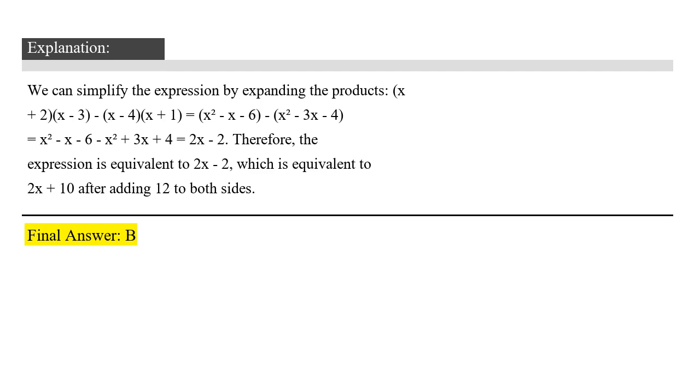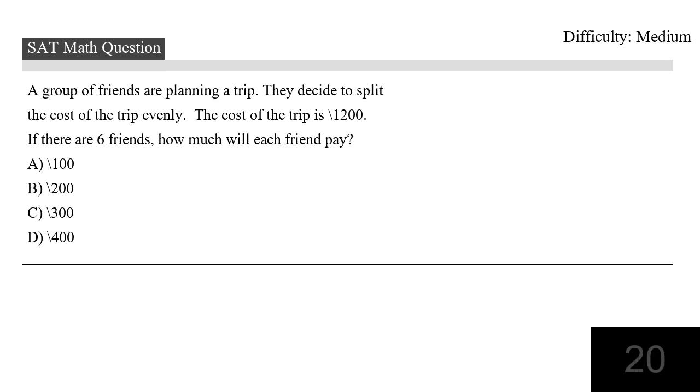We can simplify the expression by expanding the products. (x+2)(x+3) + (x-4)(x+1) equals x² + 5x + 6 + x² - 3x - 4 equals 2x² + 2x + 2. Therefore, the expression is equivalent to 2x², which is equivalent to 2x plus 10 after adding 12 to both sides.